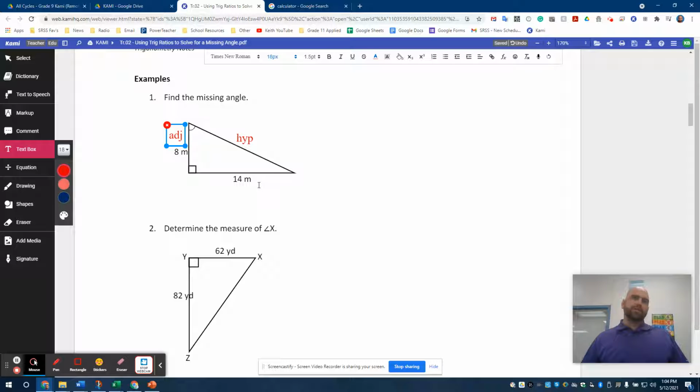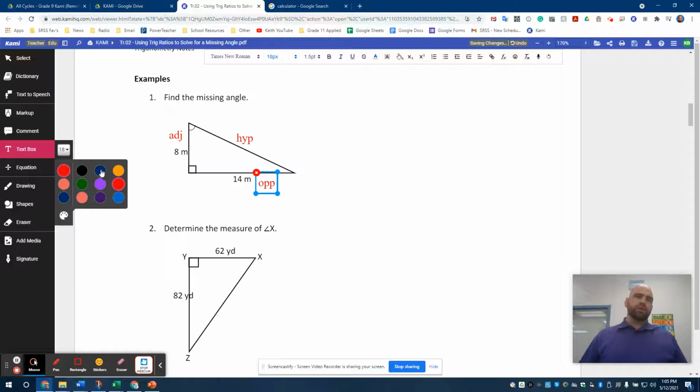And then the other side, the side that we have not labeled so far, is as usual going to be our opposite side. So it doesn't matter what kind of question we're looking at, we're going to be labeling our sides right off the bat. That's the first thing that we always do.